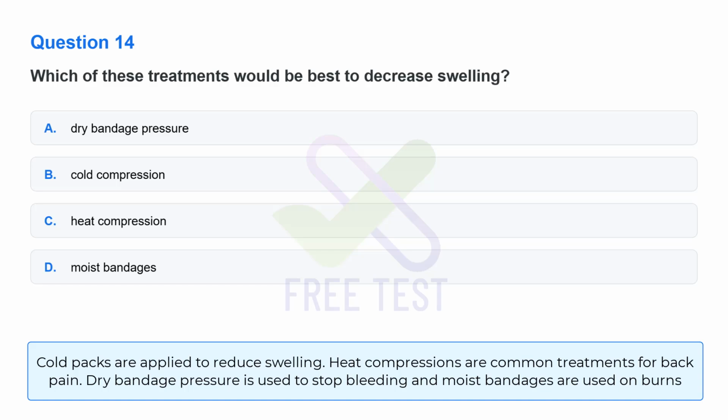The correct answer is B. Cold compression. Cold packs are applied to reduce swelling. Heat compressions are common treatments for back pain. Dry bandage pressure is used to stop bleeding and moist bandages are used on burns.